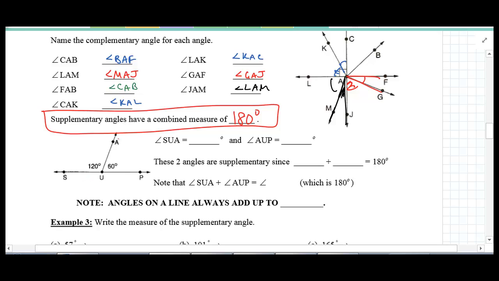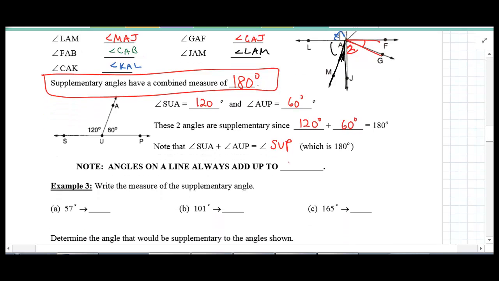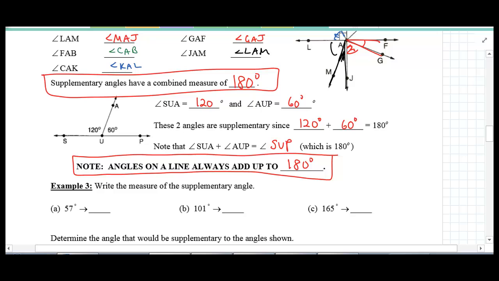In this diagram, SUA is 120. AUP is 60. And of course, they are supplementary because 120 plus 60 is 180. And therefore, angle SUA plus angle AUP is equal to angle SUP. Angles on a line always add to 180 degrees. I think I mentioned that earlier on the previous page. I guess it's so important I mentioned it twice.